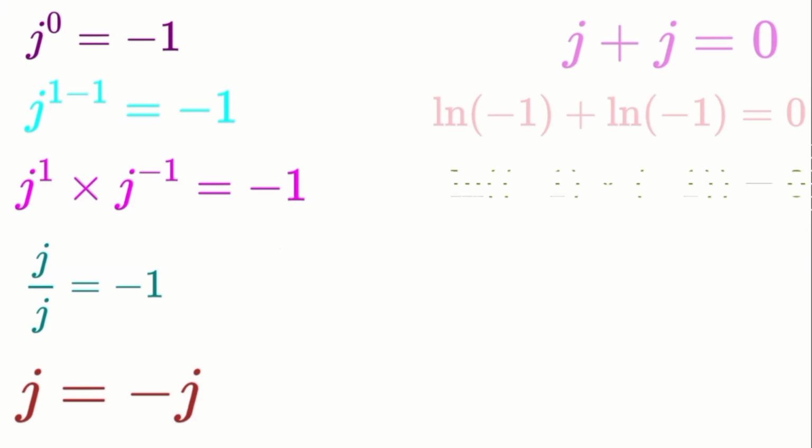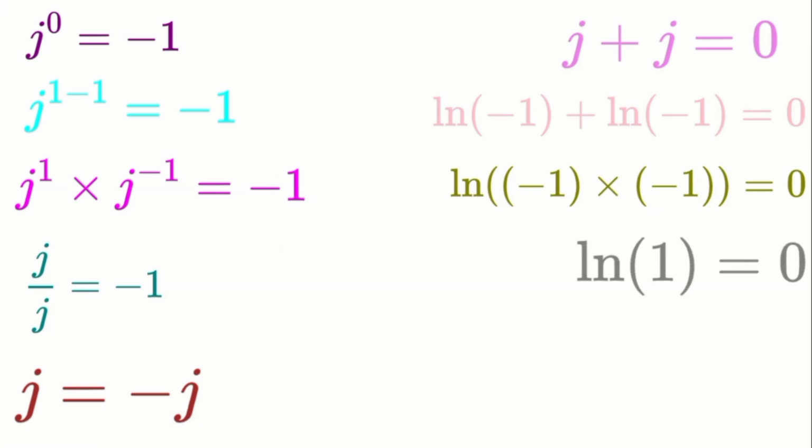Logarithm of -1 plus the logarithm of -1 equals 0. Using a property of logarithms, we know that we can combine these 2 logarithms. So we get logarithm of -1 times -1 equals 0. This simplifies down to logarithm of 1 equals 0. And now we've reached a point where both sides of the equation are equal. 0 equals 0. This proves that j satisfies the equation j raised to the power of 0 equals -1.